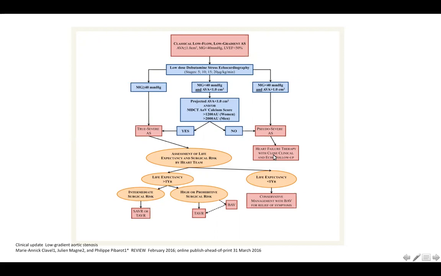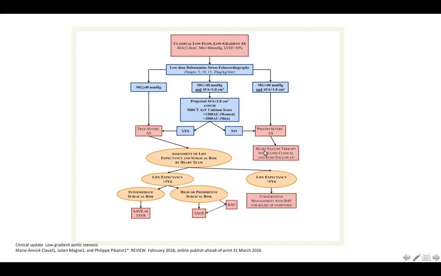If the gradient is still less than 40 and the aortic valve area less than 1, then the dobutamine stress echo may be uncertain, or we cannot rely on it. So you need to do the projected aortic valve area, and the echo people know that. If the flow increases by more than 15%, we can rely on it. If it's still less than 15%, we have to do calcium scoring. If the calcium score is more than 2,000, that means it's true severe aortic stenosis. If less than 2,000, it's pseudo-severe. So they follow the approach as we mentioned before.